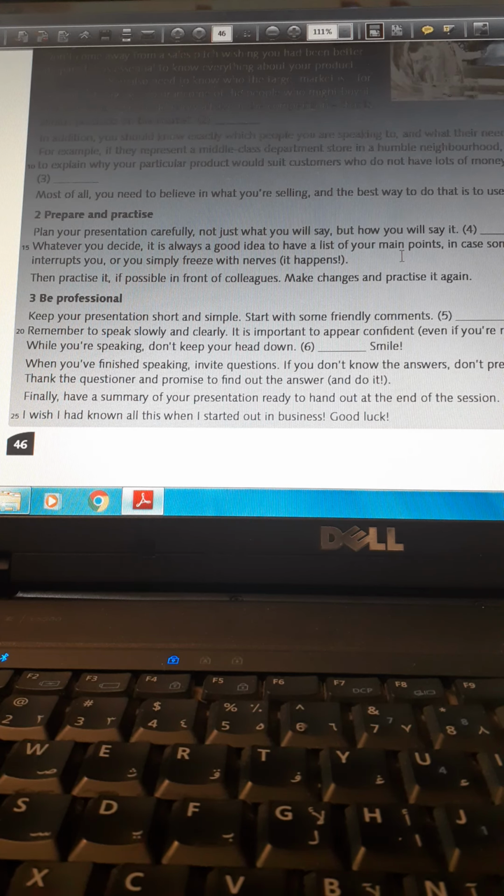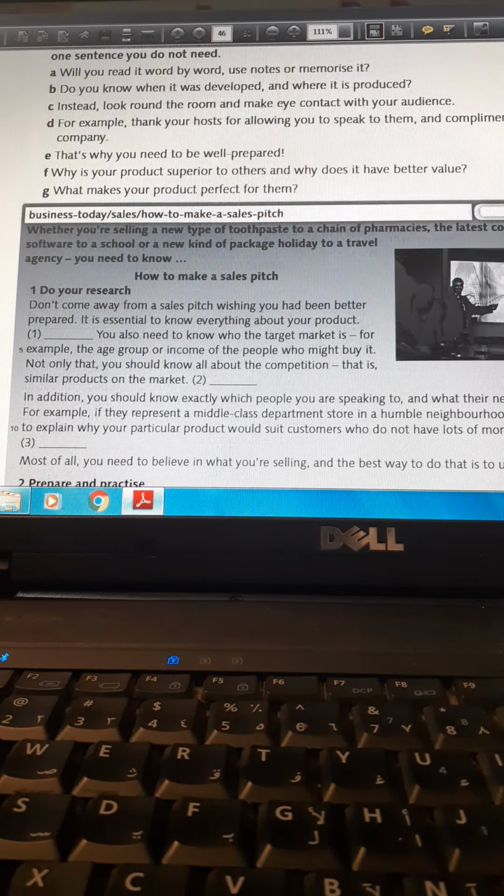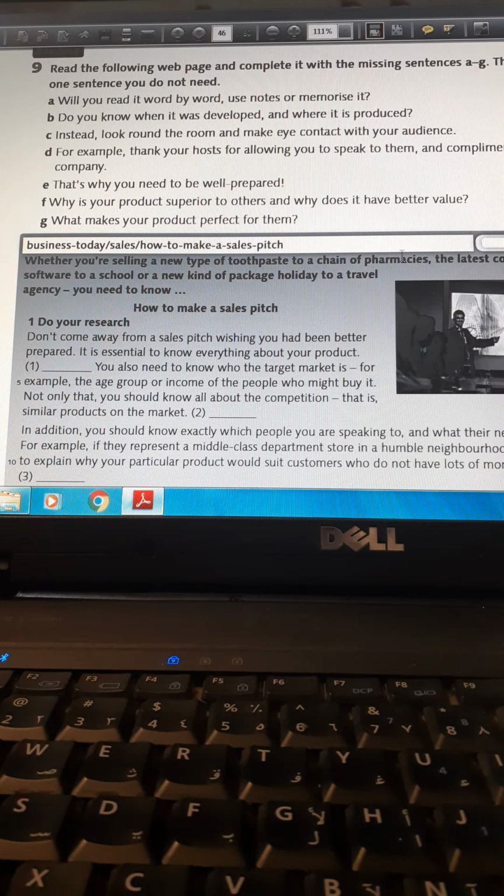We have a blank here, blank 5. The missing sentence is D. For example, this sentence answers the question how to be friendly in a presentation. For example, thank your host for allowing you to speak to them and compliment their company. As I said before, you should thank your host, the company which is receiving you, اللي استقبلوكي, and compliment their company.